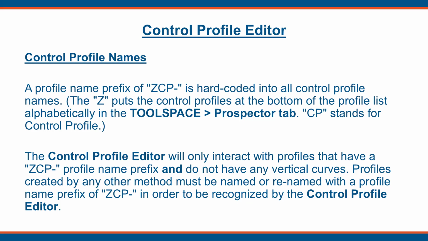Control profiles have a naming convention. A profile name prefix of ZCP- is hard-coded into all control profile names. Z puts the control profiles at the bottom of the profile list alphabetically, and CP stands for control profile.